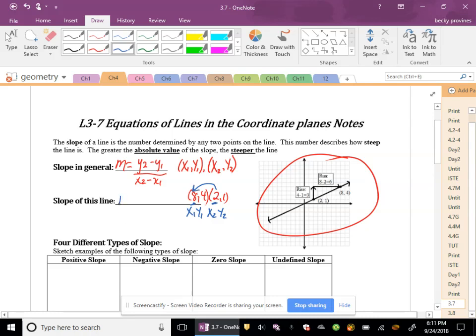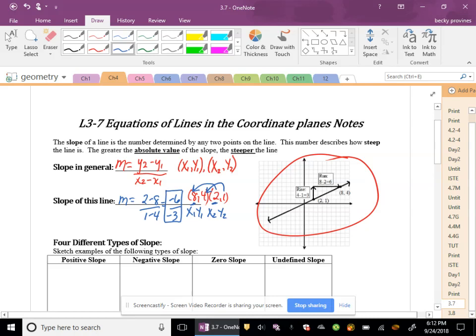So we would have slope is 2 minus 8. Now we're going to do the same thing with the y. Since I started with the second coordinate, I need to continue and start with the second coordinate and then subtract the other y. So this is 1 minus 4, and that goes in your denominator. So let's keep going. 2 minus 8, that's a negative 6. And 1 minus 4 is a negative 3.